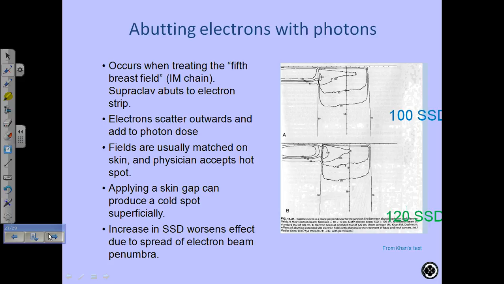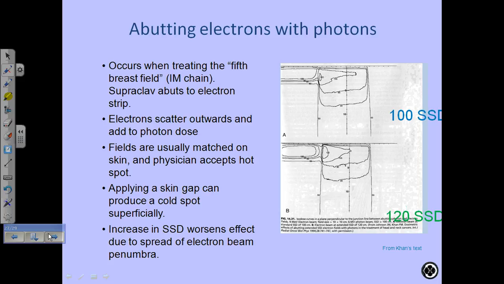Same thing. What's the energy here? I think there are 9 MeV electrons. Same thing. There's a little bit of spilling over here into the photon field. If the electron field wasn't here, this hot spot would not be here. Okay, so we're getting a hot spot due to the electron field.